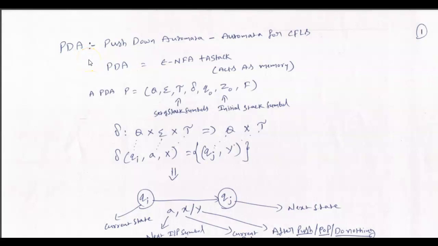In this lecture, we are going to deal with push-down automata, which is nothing but automata for context-free languages. We have automata for regular languages, which is finite automata. The same way, we have automata for context-free languages, which is push-down automata. You can simply define it using an equation: it is nothing but an epsilon NFA plus a stack. This is the addition that we have to the corresponding finite automata.